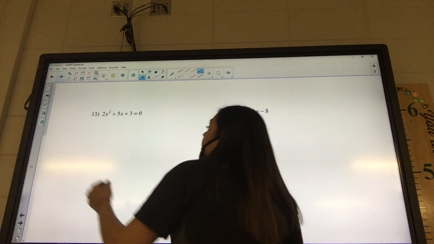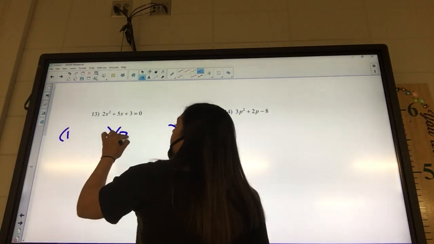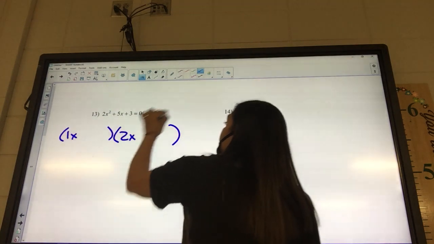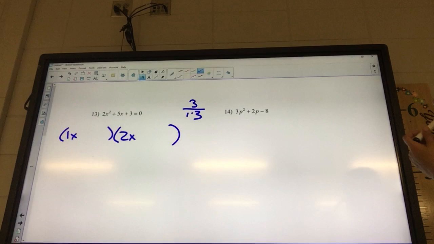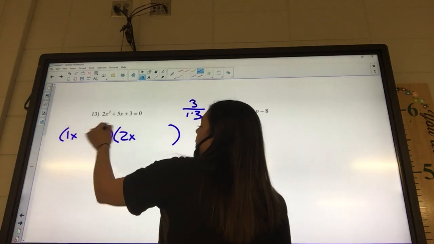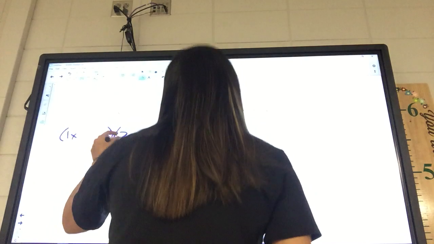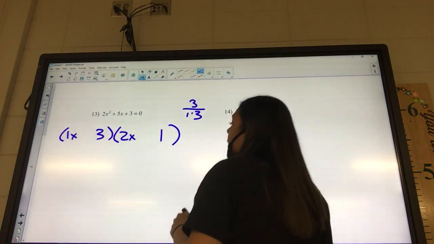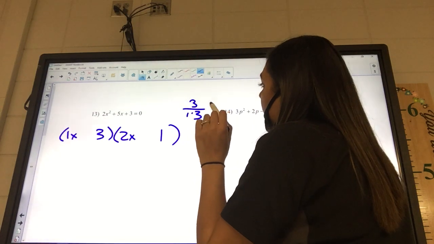Okay, look at 13. Draw your parentheses. We got 1 and 2, x and x. You want to do 1 then 3 or 3 then 1? 3 then 1. 1 and 3. It's got to be 3 then 1. 1, then 3 would give you 2.